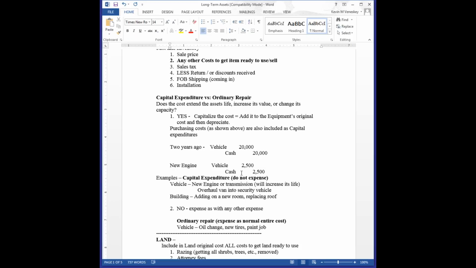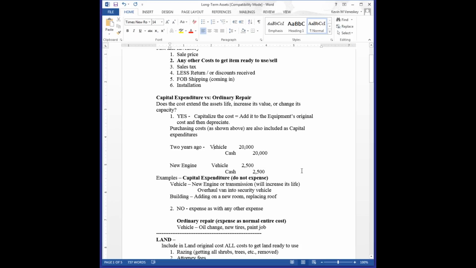That engine hopefully will last me more than just this year. So therefore, we've got to include it as an asset, as something that needs to be depreciated over its entire life. And instead of creating a brand new account called vehicle engine, we just lump it into our already existing vehicle account. So my vehicle would be listed, after we bought the new engine, at $22,500.